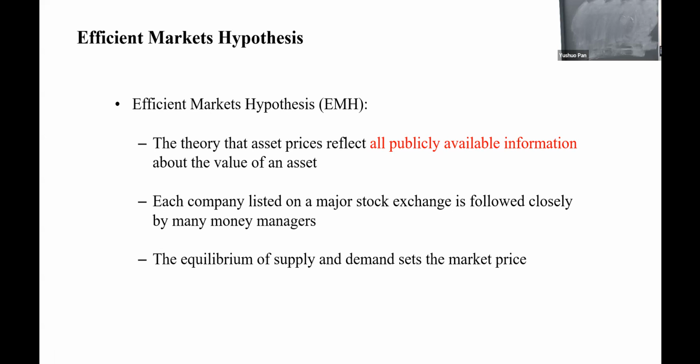All public information means everyone can see it, especially since each company listed on a major stock exchange is followed closely by maybe thousands of money managers or analysts. They are going to keep their eyes on different stocks. If the public information is available to everyone, everyone will reach the same conclusion, and the equilibrium of supply and demand sets the market price.